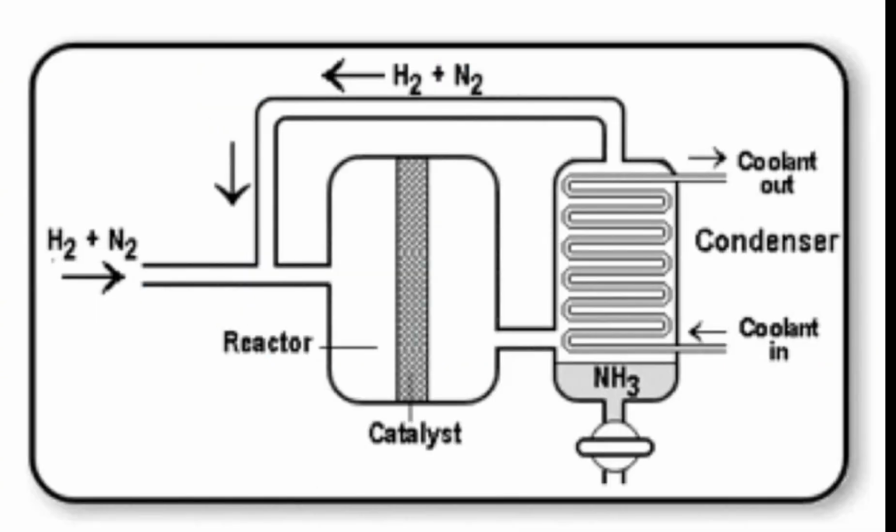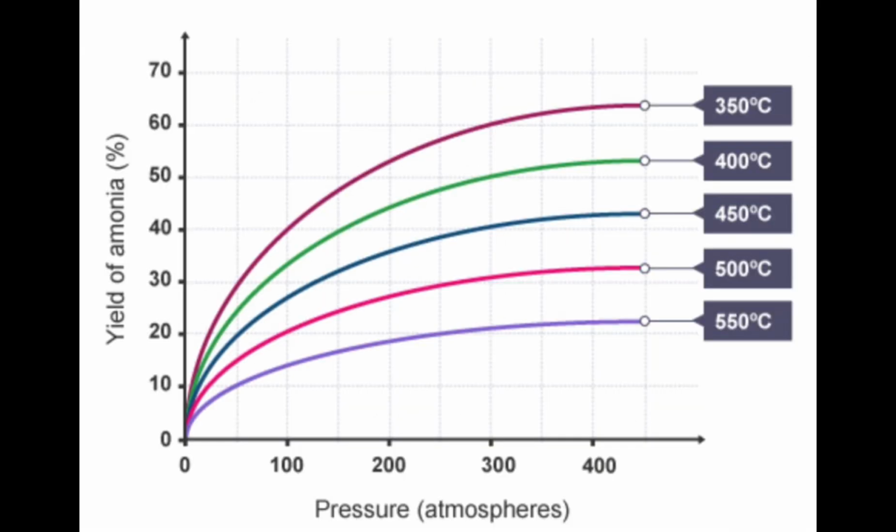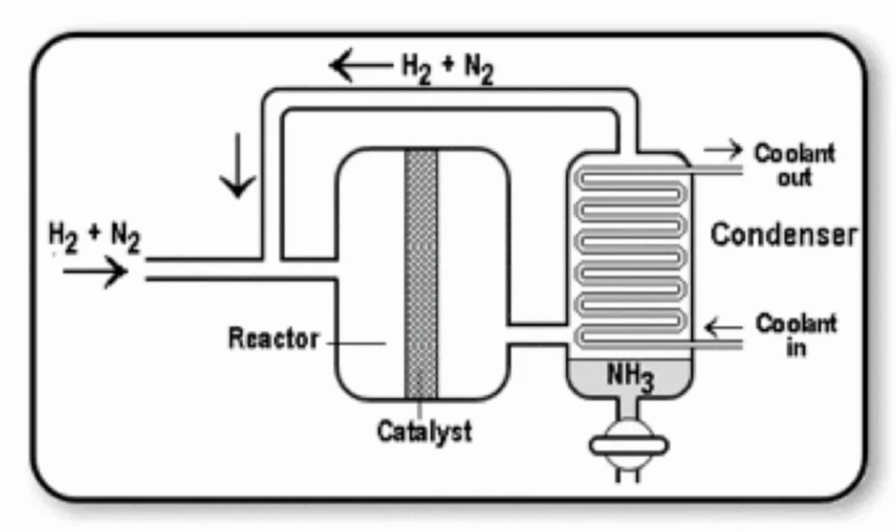First, hydrogen and nitrogen gases enter the reactor. Second, they go through an iron catalyst, which will help speed up the reaction, while 450 degrees Celsius temperature and 200 atmosphere pressure are applied. Third, the reaction occurs and ammonia is produced. However, not all of the reactants are used.